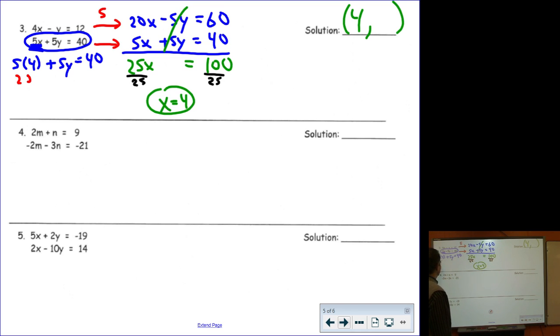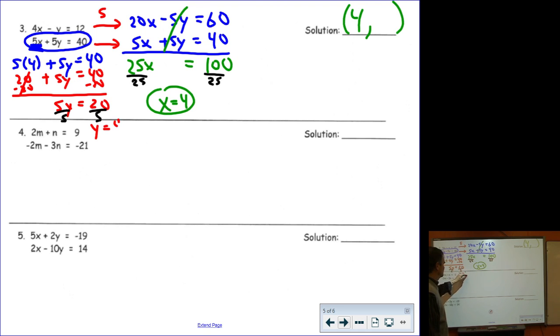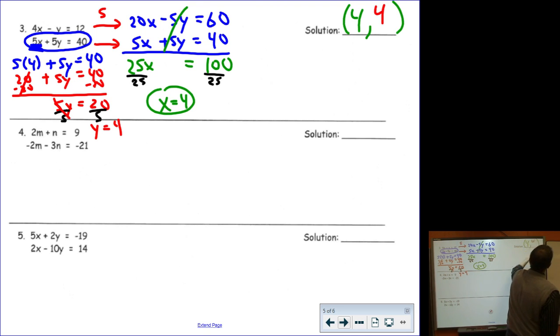Solving that, I get 20 plus 5y equals 40. I subtract 20 from both sides and get 5y equals 20. And finally, I divide by 5, and I get y equals 4. So, I now have my ordered pair, x equals 4 and y equals 4.